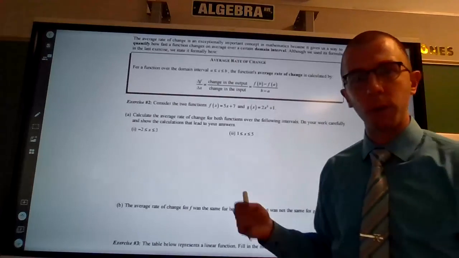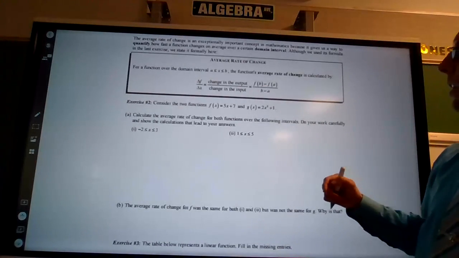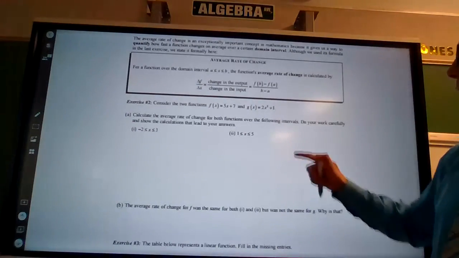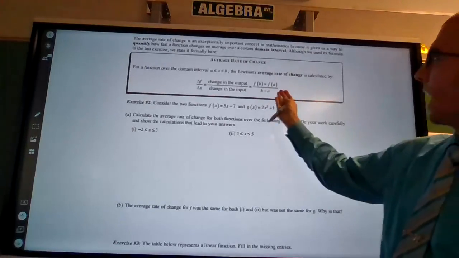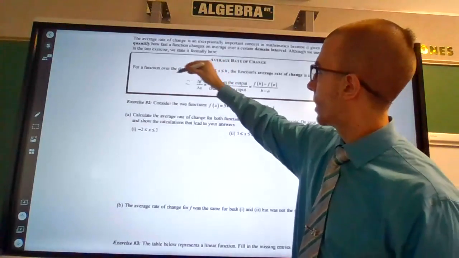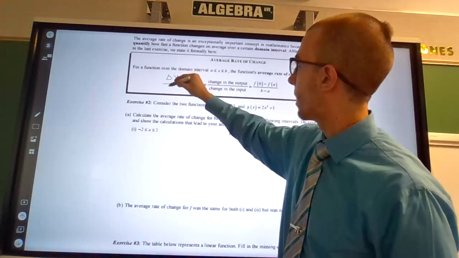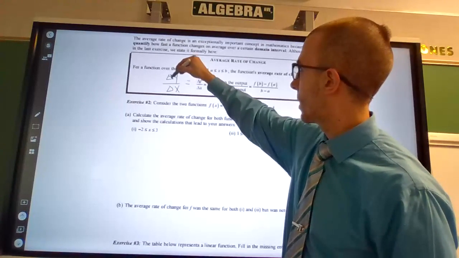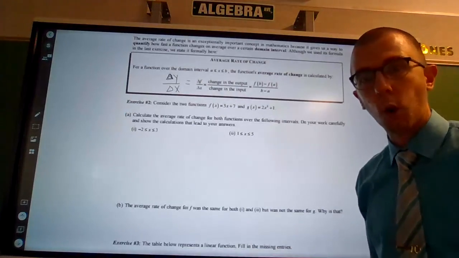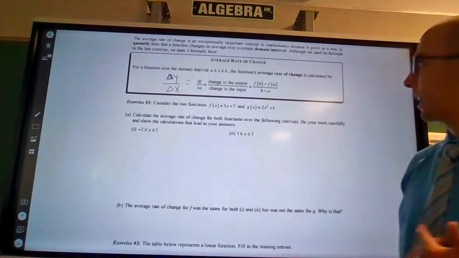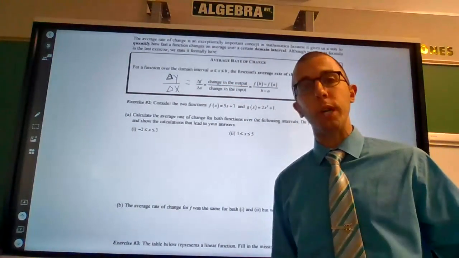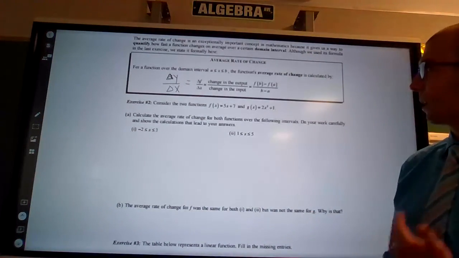So we already used the formula, but we have it formally written down here. For a function over the domain interval from A to B, the function's average rate of change is calculated by this. The change in f over the change in x. You can also think of that as change in y over the change in x, or the change in the function over the change in x. Or like they say here, the change in the output over the change in the input. Those things are all the same. They mean the same thing.